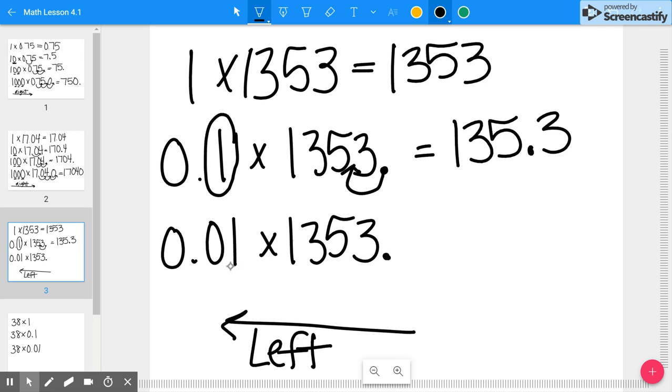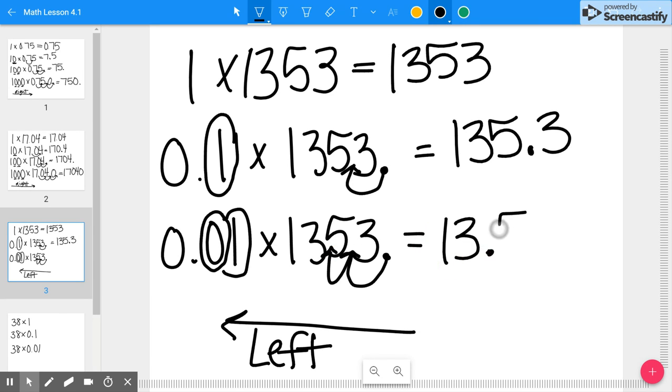So when I'm looking here at 100th times 1,353, I'm going to know how many times to move my decimal point to the left based off of the amount of numbers after the decimal point. I have one number, then I have a second number. So that means I need to move it 2 times to the left. Once and twice puts it between this 3 and this 5. So now my product is 13 and 53 hundredths.